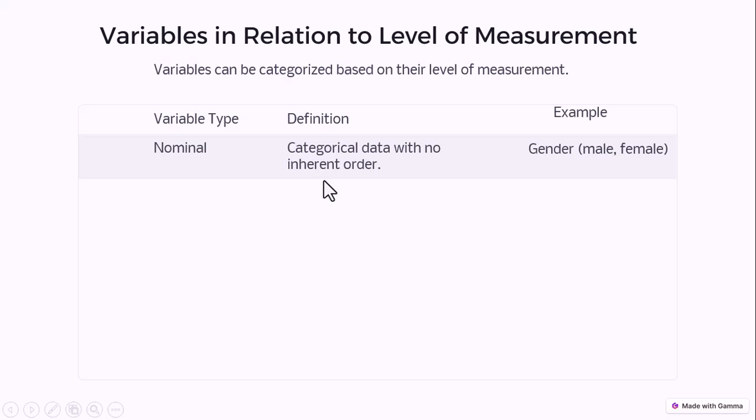A nominal scale most especially will categorize data with no inherent order. Gender as a variable is a typical example that uses a nominal scale to measure. So in this aspect you categorize the variable into different classes and assign a number, but there is no order, no position, no rank.